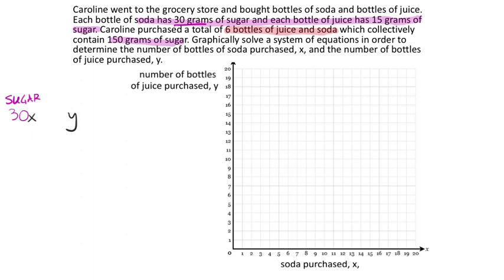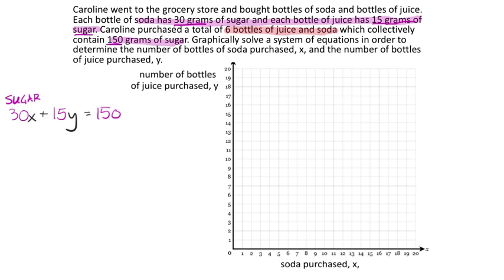Then it says also that you have 15 grams of sugar for each bottle of juice, which is our Y's, right? That's what it's saying right here. So 15 grams for every bottle of juice. Multiply the 2 together. It tells you how much total sugar you get from the bottles of juice. Now, I would have to add these together to get the total amount of sugar that was in the 6 bottles, which it says was 150 grams. It says it right there.